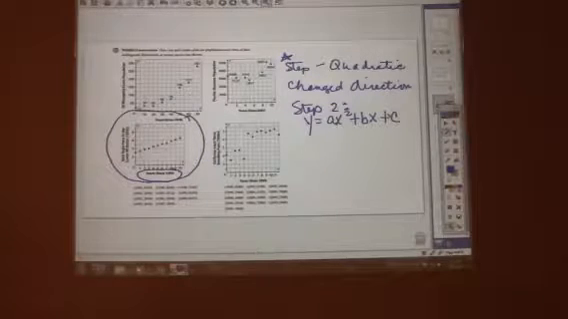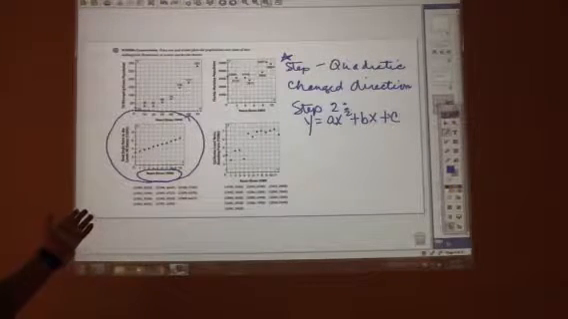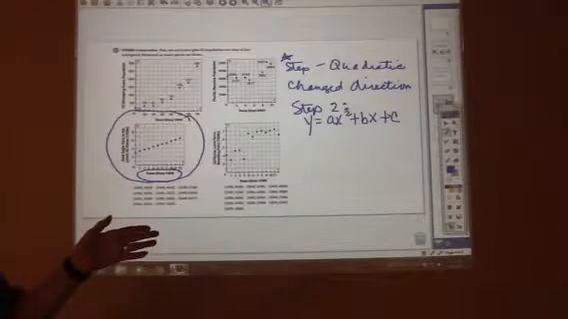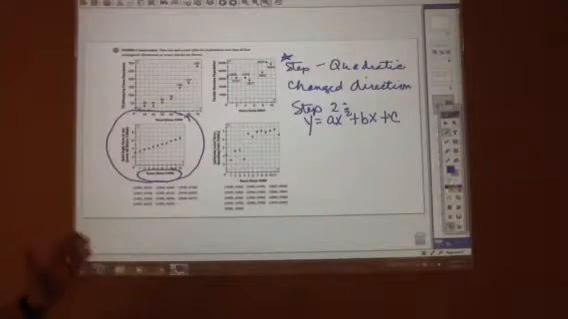Alright, so once you put those in list 1 and list 2, then go to stat, and then to calc, and this time we're going down to not number 4, not linear regression, but quadratic regression. So go down to quadratic regression and hit enter.